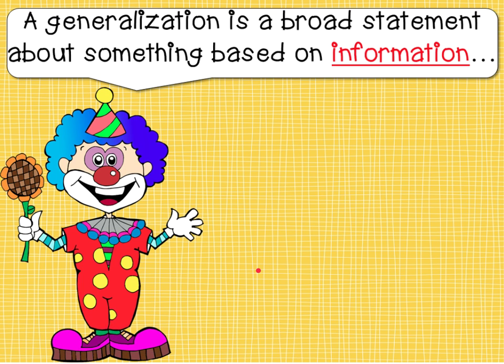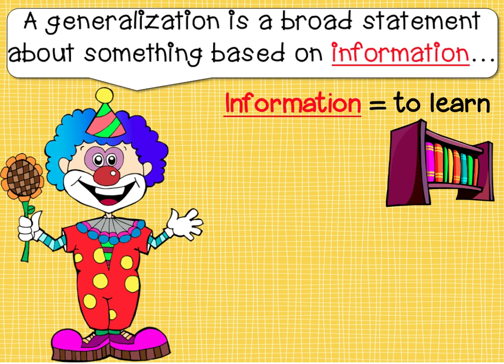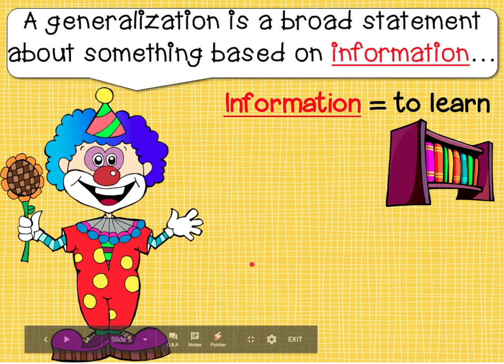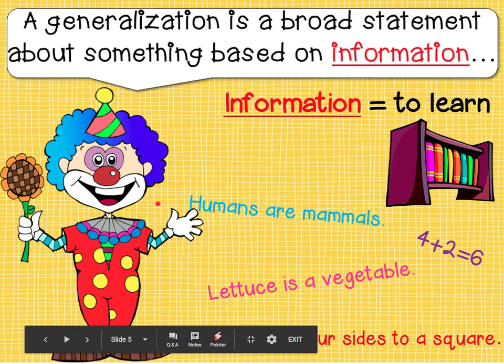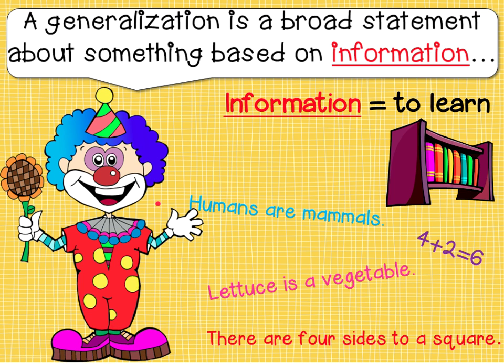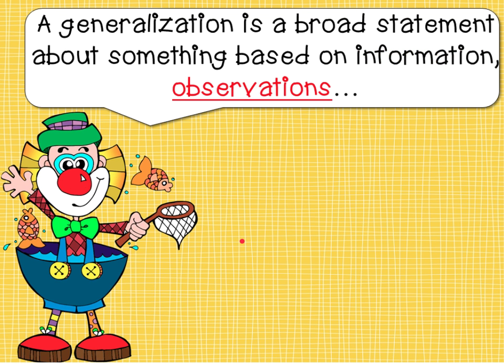But when we talk about information, we're talking about things that we learn. So in front of, or the bubble that's on top of information, you're going to put to learn. So things that we learned: humans are mammals, 4 + 2 is 6, lettuce is a vegetable, there are 4 sides to a square. These are things that we learn, and those are pieces of information.